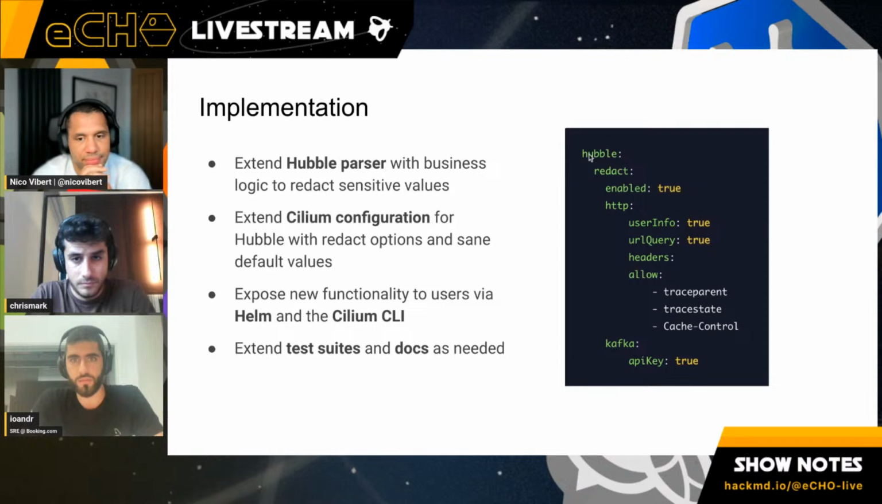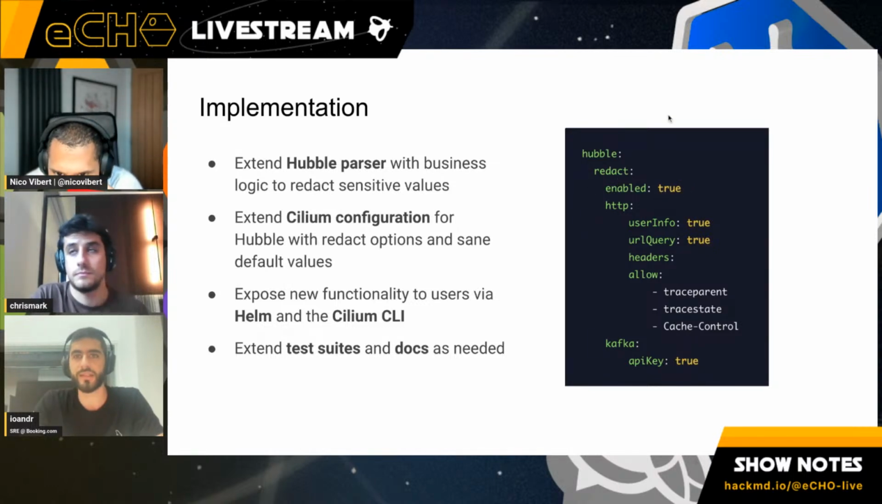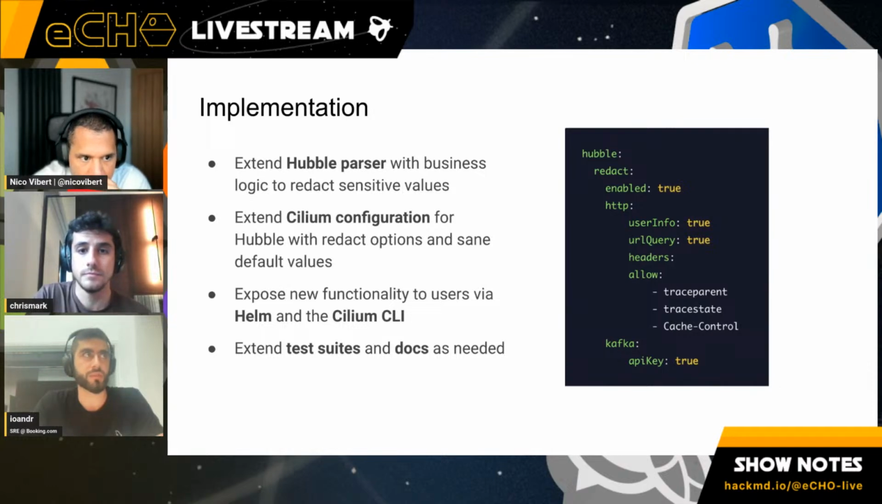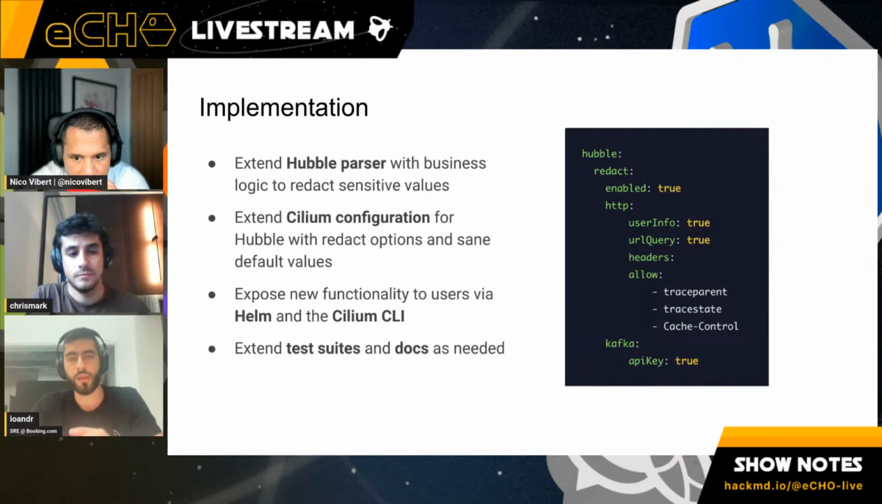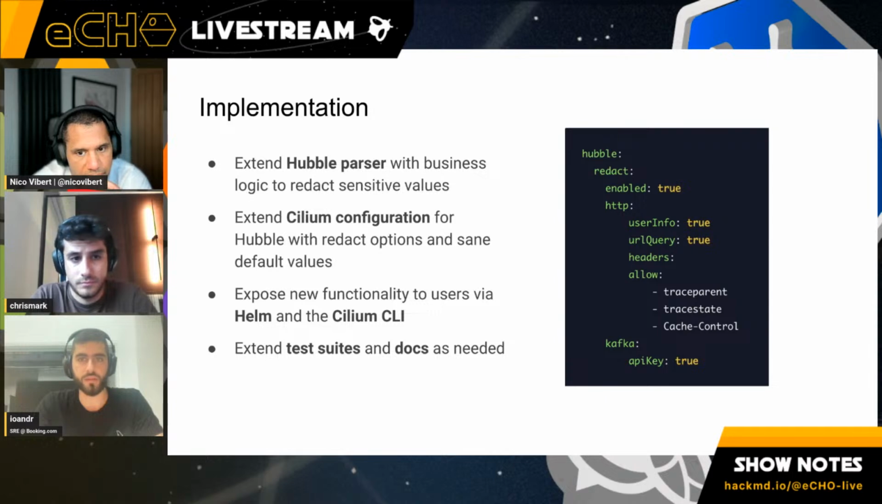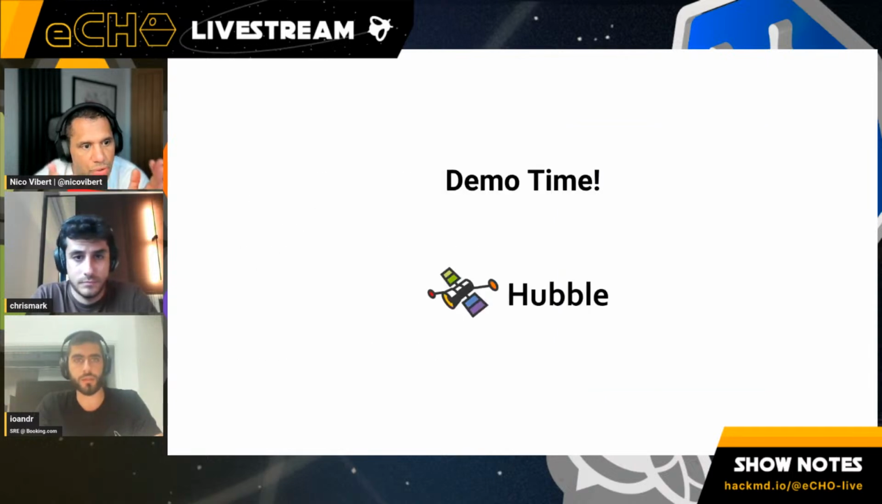On the right-hand side of the slide, you can see an example of this configuration. You have Hubble at the root level, then a whole category of settings under Redact, and then a global flag to enable it. By default, this option is still disabled to preserve existing functionality, but in the near future, we're considering changing the default value. Below Redact, you can see individual settings under HTTP and Kafka. These are the supported options right now for Hubble Redact. In the future, we might need to extend this even further. And with this, go on.